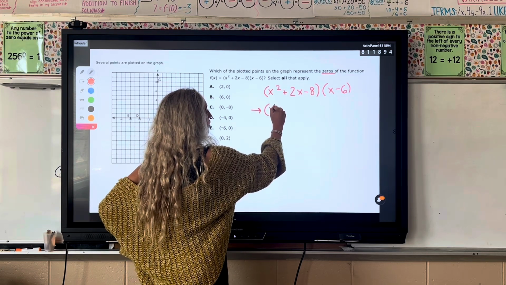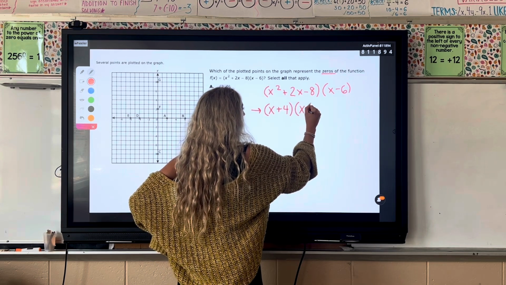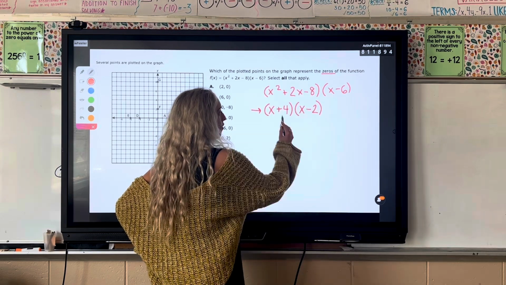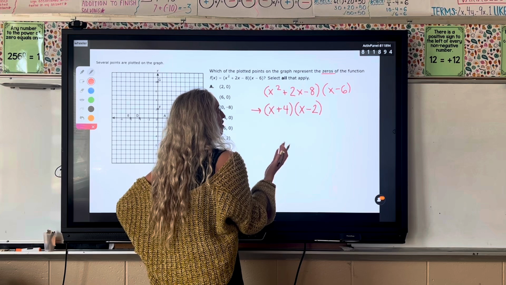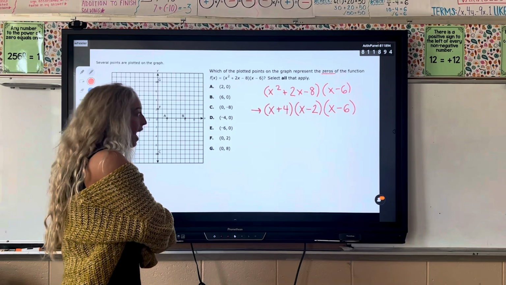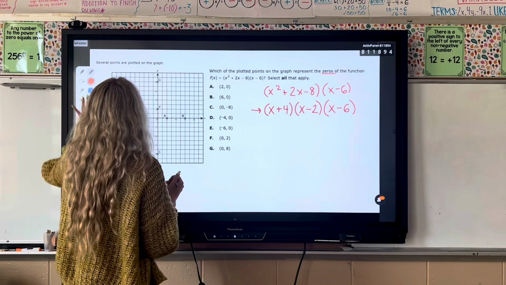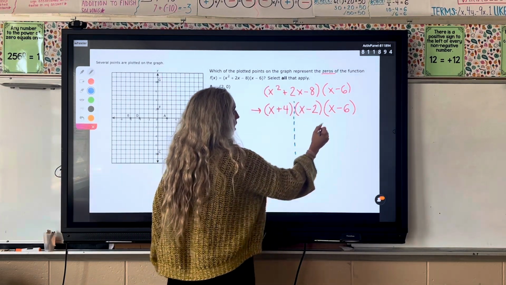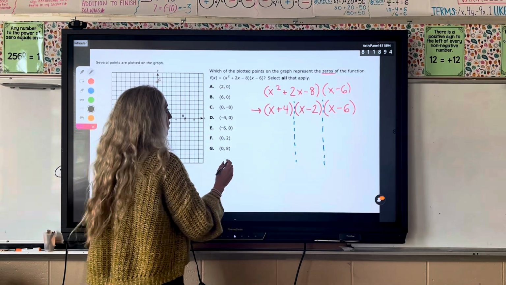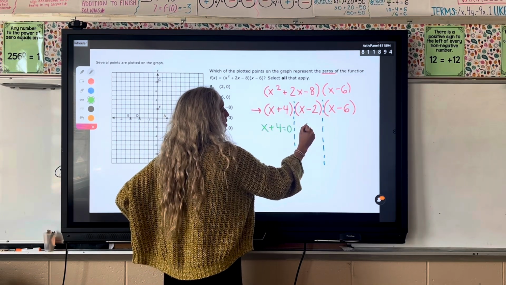When I do that, I can rewrite this as the product of x plus 4 and x minus 2. Because 4 times -2 is -8. 4 plus -2 is going to give me +2. And then I've got x minus 6. So now I've got the product of three different binomials. Since I'm solving for the zeros, I'm going to break these up into three different factors. And if I'm solving for the zeros, then I'm essentially just looking for the solution when each of these are equal to 0.